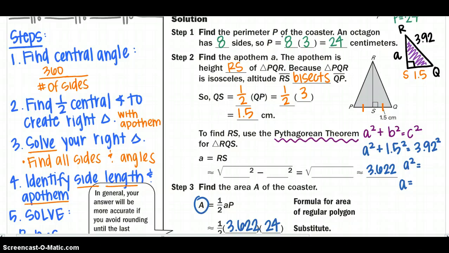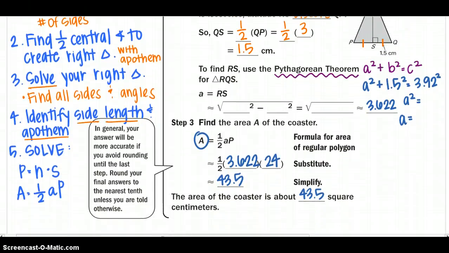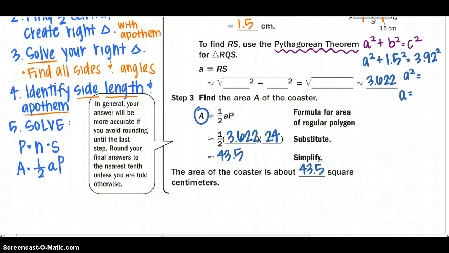And then we're going to solve the right triangle. And remember, solving the right triangle means to find all the sides and all the lengths or angles, because that will help you distinguish your perimeter and your apothem. Next, just identify the side length that you need to put into your perimeter, and then identify your apothem, and then solve. You know your perimeter is P equals the number of sides times your length, and then your area equals 1/2 your apothem times your perimeter.